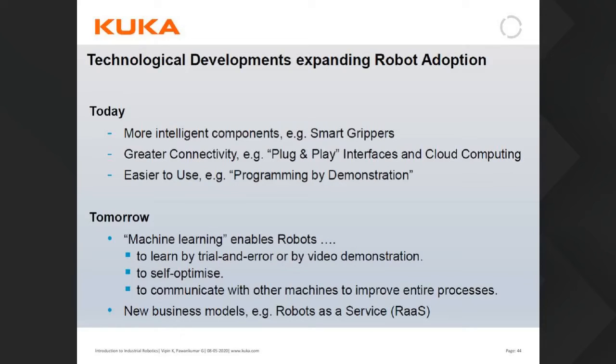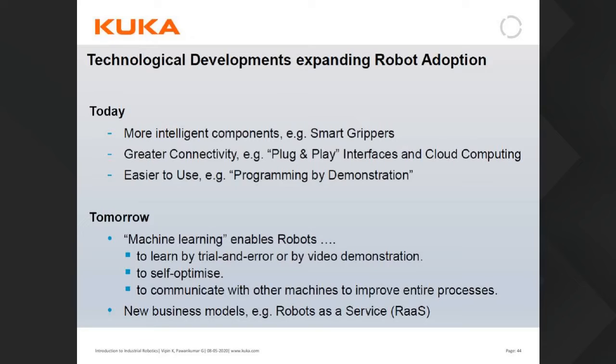So what technological developments are expanding robot adoption? Today we have more intelligent components. Before lockdown, this is 2020, we have more intelligent grippers. We call them smart grippers. Grippers are used for holding and releasing components, like for pick and place applications. Traditionally grippers just open and close and send some signals, but nowadays grippers are becoming smart. They have feedback of force, how much force they are holding the object with, and they detect the diameter of that object. Those are smart grippers.